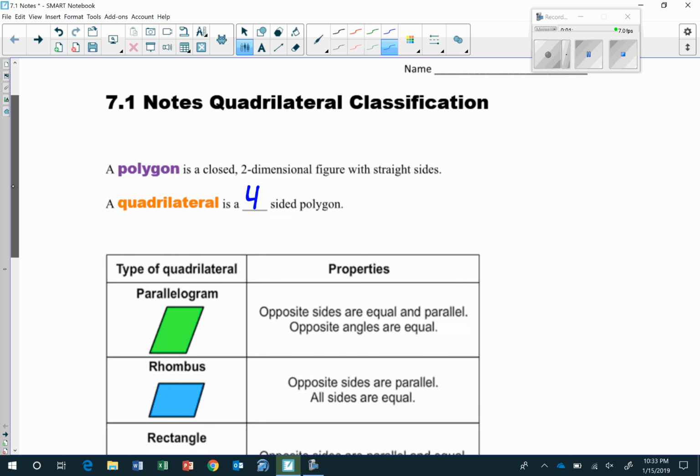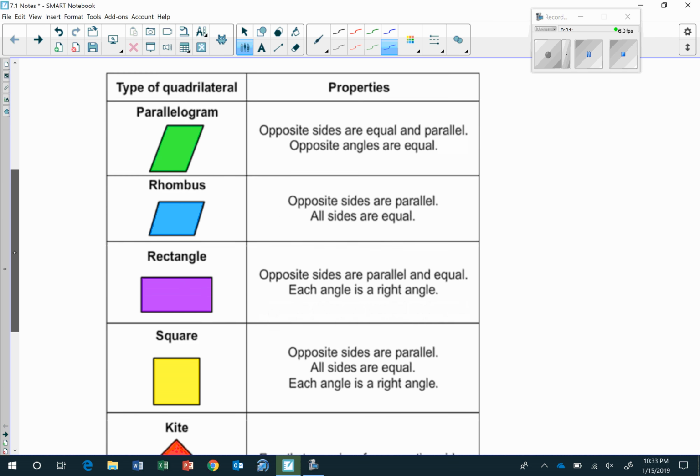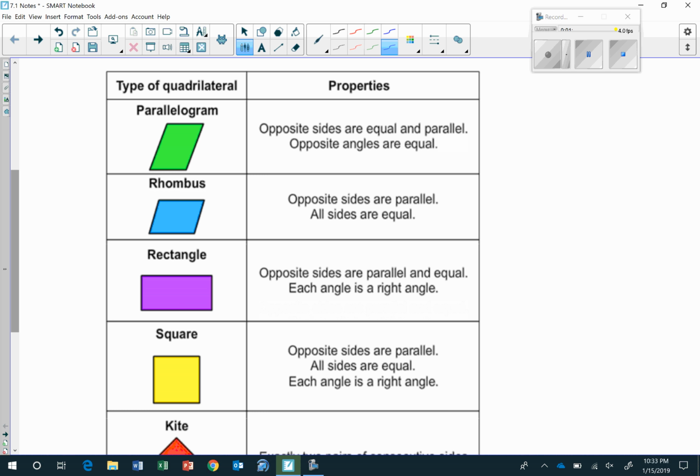If you look at these notes, there's a table on here that's got different types of quadrilaterals and some properties that go with them. Our first type is parallelogram. It says a parallelogram has opposite sides that are equal and parallel, and opposite angles are equal.